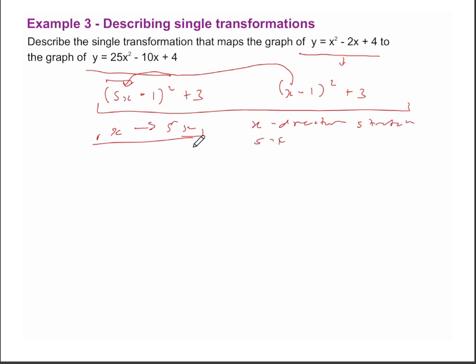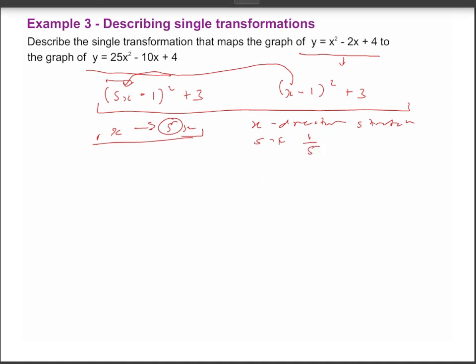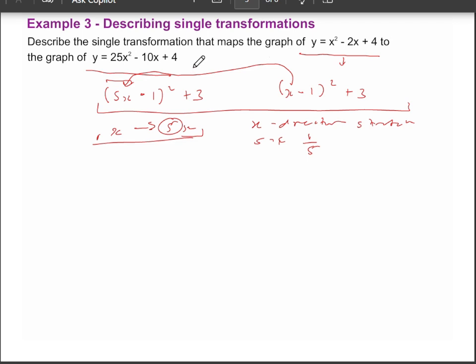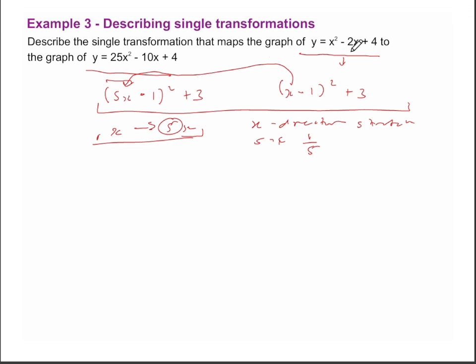And our scale factor is going to be the inverse of this. So 1 over 5. Okay? And the easier way of doing it, obviously this case allows us to make it easier. We can see straight away that there is no change to the entire equation because the constant stays the same, which means there is a change to the x. So x squared minus 2x plus 4 is becoming 25x squared minus 10x plus 4.